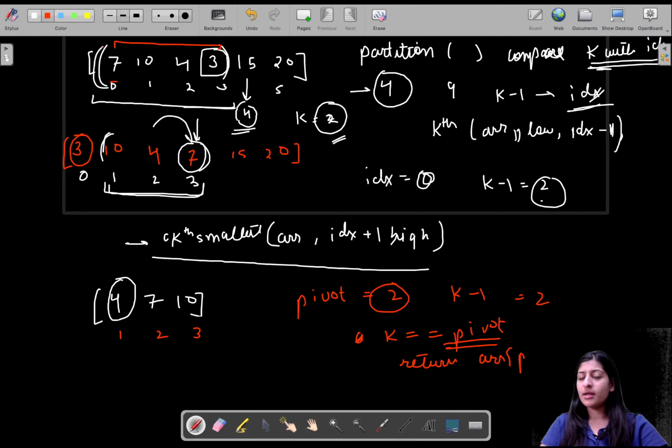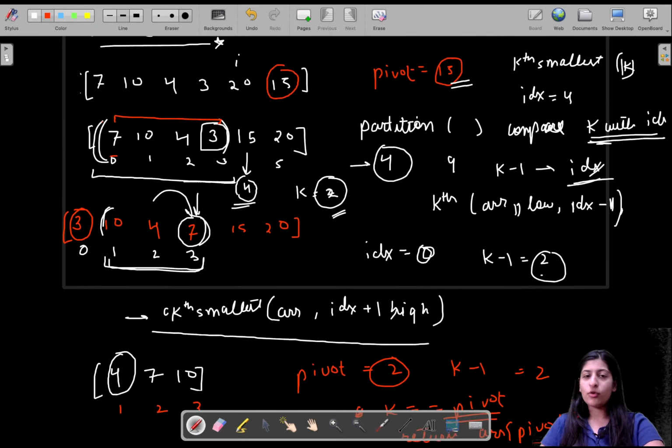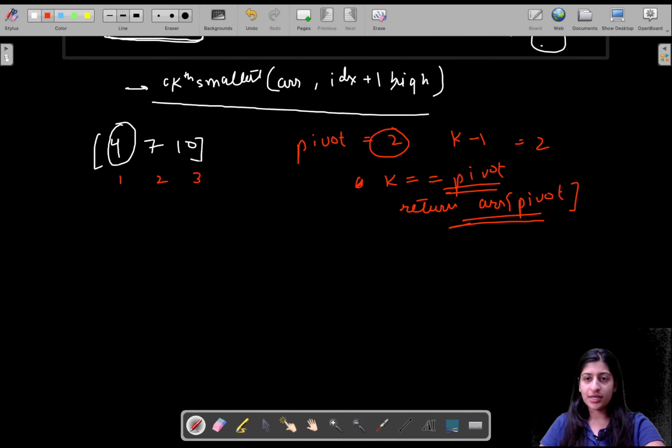You understood how we are iterating over this array? I hope this is clear to you. Let me just check if you have any doubts. Any doubt so far, you can tell me.